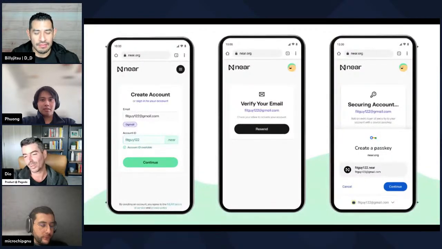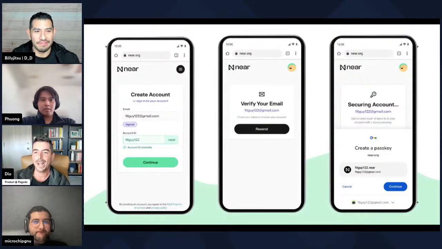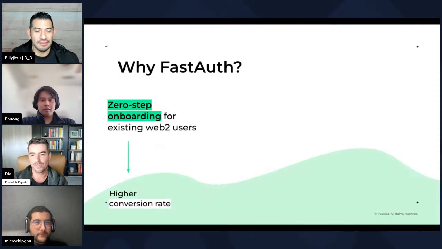Especially when I'm going to start talking about multi-chain, then they have one. If they have multiple accounts, they have a lot of accounts also on other chains, so it ends up becoming really confusing for them. So just to recap, why we built FastAuth and why we're seeing some success of people adopting it: 0-step onboarding for existing Web2 users, higher conversion rate. This means that if you have an existing Web2 app, you can just onboard all the users, create accounts for all of them, and they don't need to do anything.